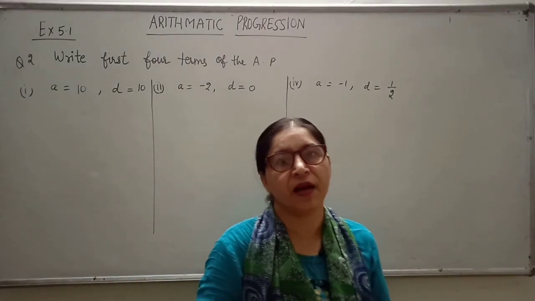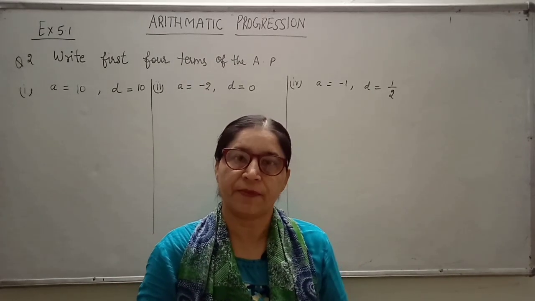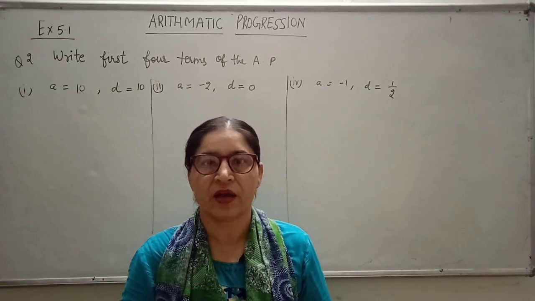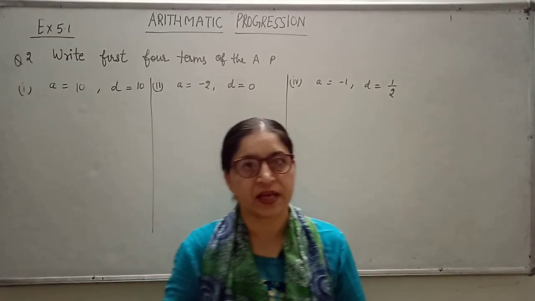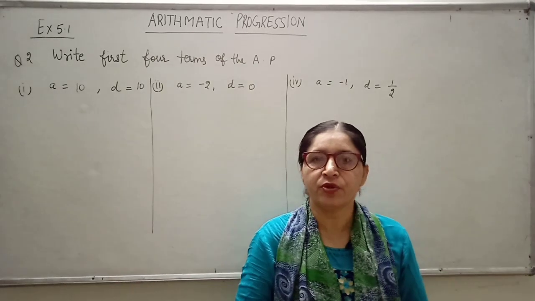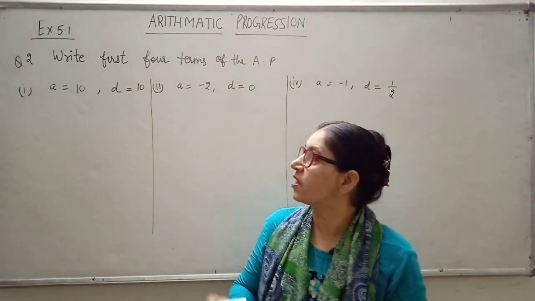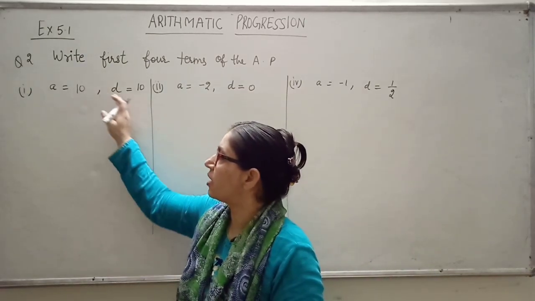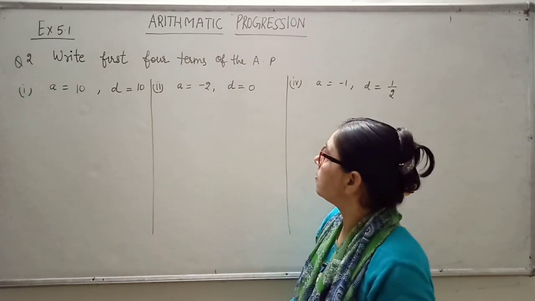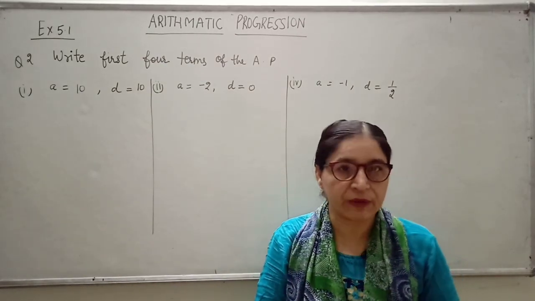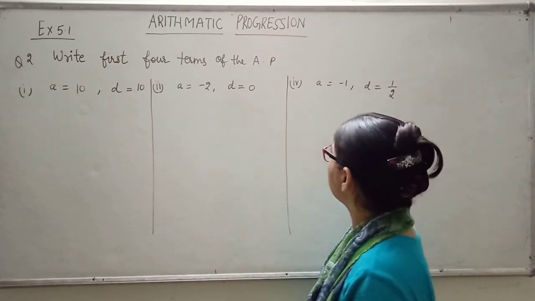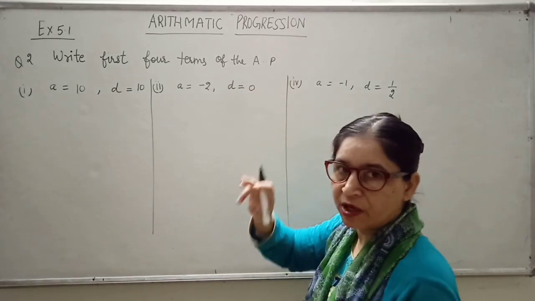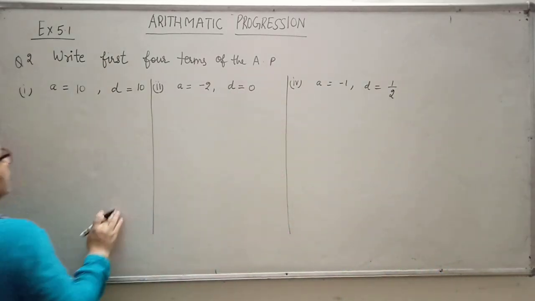Hello students, in my last lecture I started your new chapter, that is arithmetic progression. In that lecture we had already done the first question of exercise 5.1. Today I am going to start the second question of exercise 5.1. In this question we have been given values of A and D and we are to write the first four terms of the AP. Students, out of 5 parts I have written 3 parts here, first, second and fourth, and the remaining 2 parts you have to write yourself. So let us start.